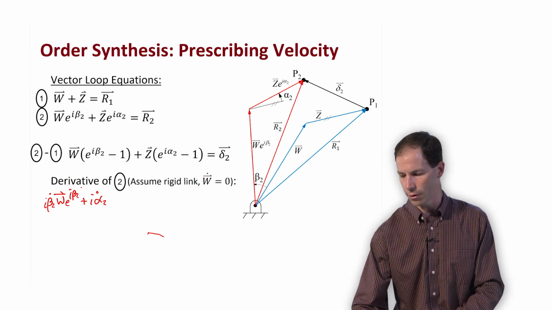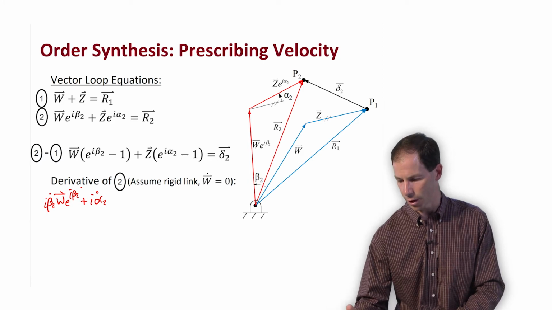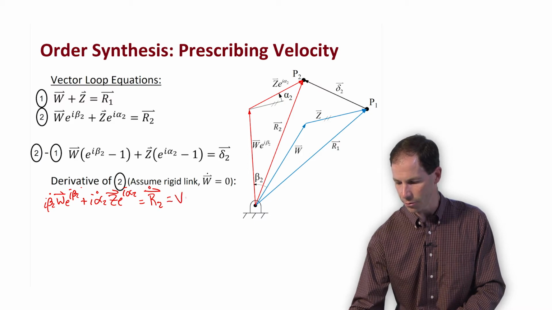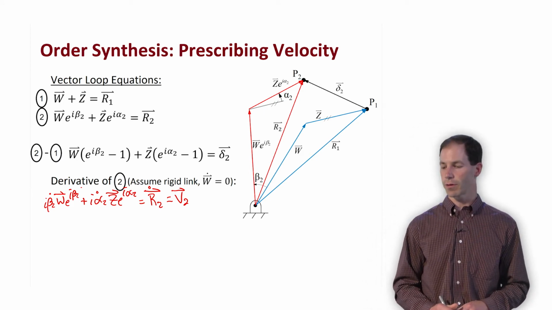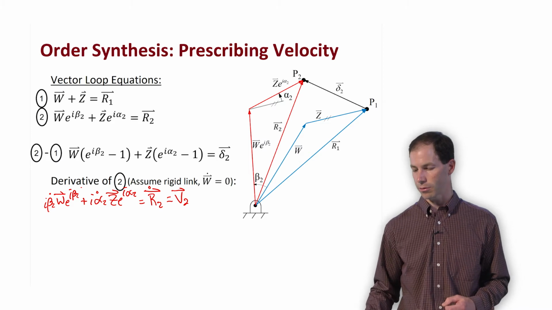Or the derivative of the alpha vectors, but they are the time derivative, alpha vectors and beta vectors, multiplied by z e to the I alpha 2, and then that's equal to the derivative of r2, and the derivative of r2 is just the velocity at position 2. So this is now just a derivative of equation 2, and this is what I'm going to use now in my synthesis.